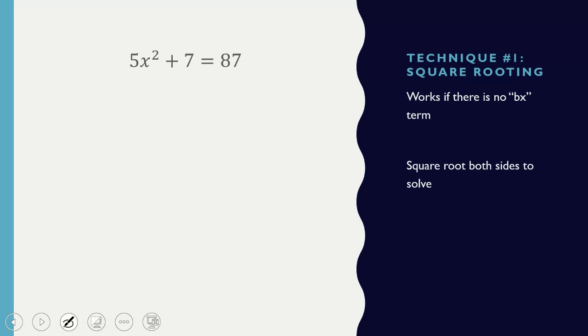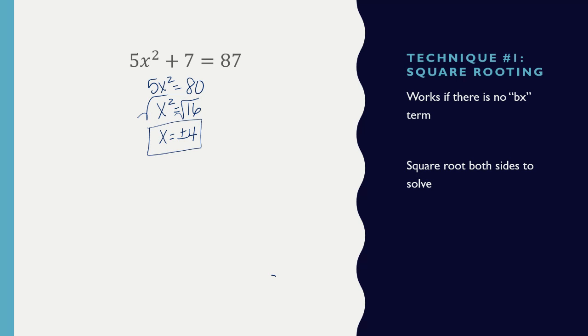So in this example here, I would first start by subtracting 7 from both sides. Then I would divide by 5. Now I have my x squared by itself, and I can square root, which means the square root of 16 is 4. Remember that it is both positive and negative 4. So my two solutions for this quadratic would be positive 4 and negative 4. Square rooting is really nice and easy, but it really only works if there is no bx term.